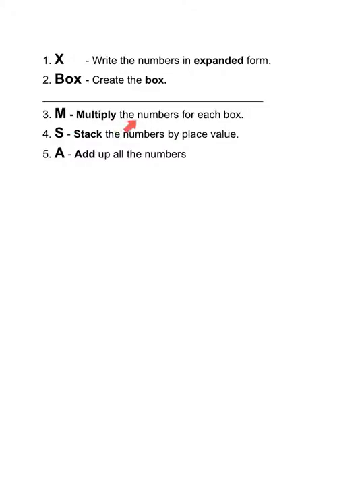M stands for multiply the numbers for each box. S is stack the numbers by place value, and A is add up all the numbers. This will give us our final answer. So let's start off with an easy one. We're going to do 22 times 34.